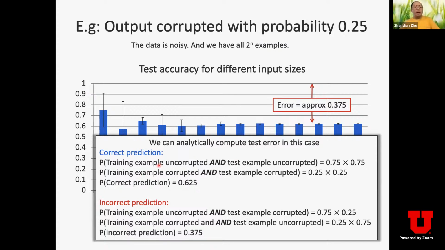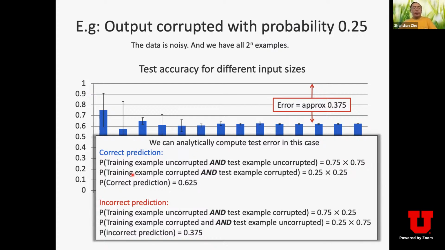Right? So we just calculate the probabilities of those two cases, and then we add them together. The probability that the training example is uncorrupted is 0.75. As we mentioned, the probability of corruption is 0.25, so uncorrupted, of course, is 0.75. And the probability that the test example is uncorrupted is also 0.75. Here we assume the corruption of each example happens independently. They do not relate to each other. So we get the probability of the first case to be 0.75 times 0.75.